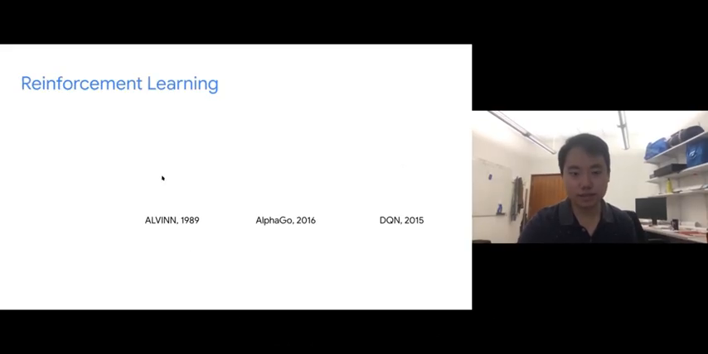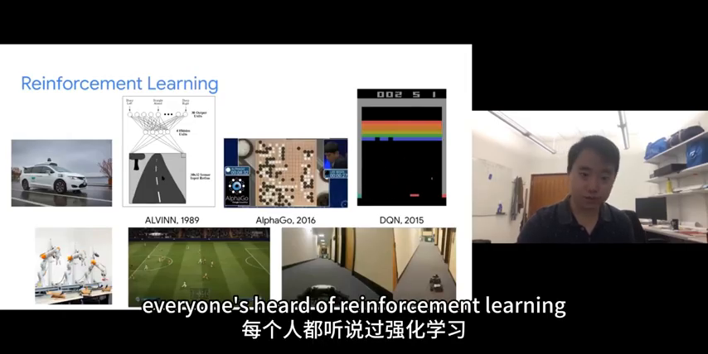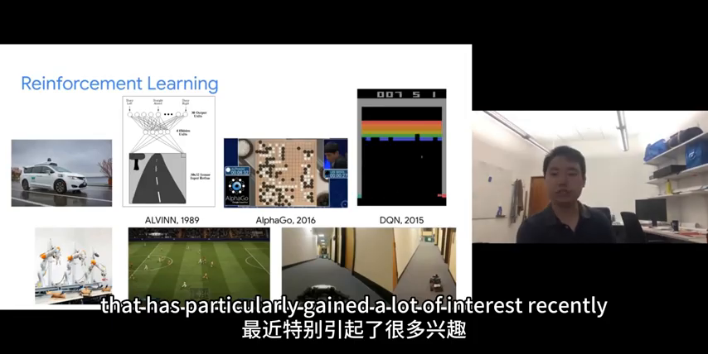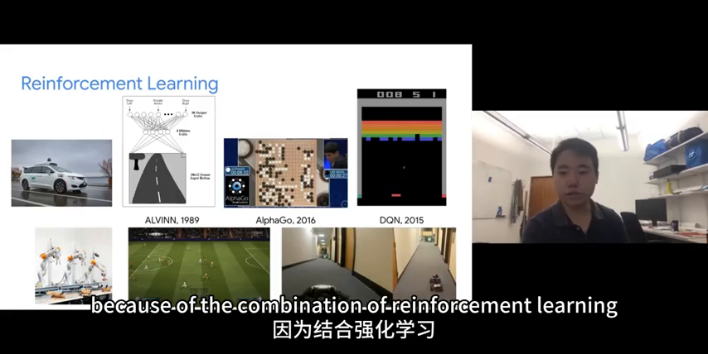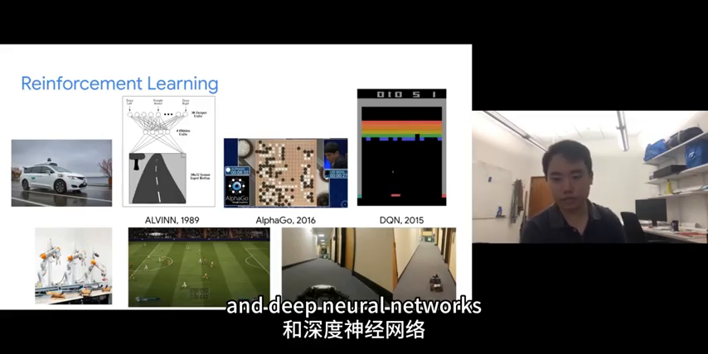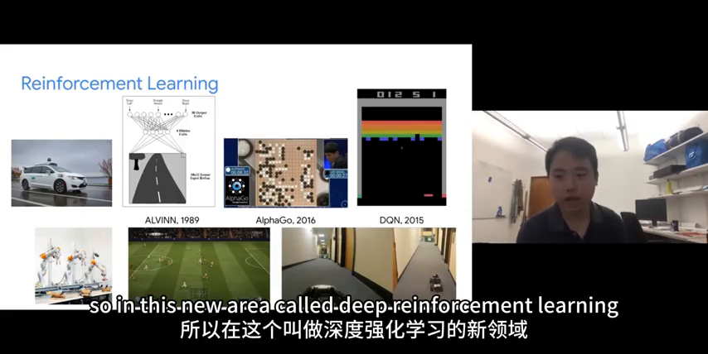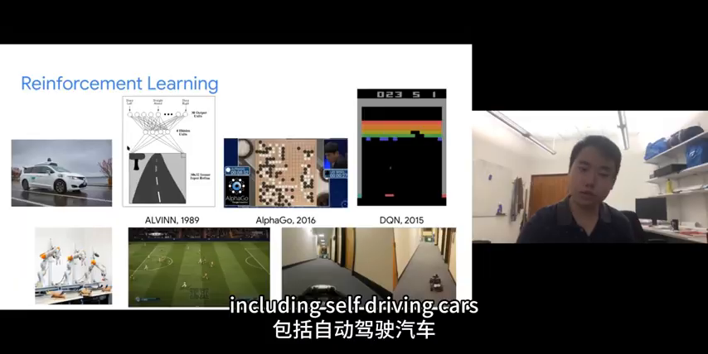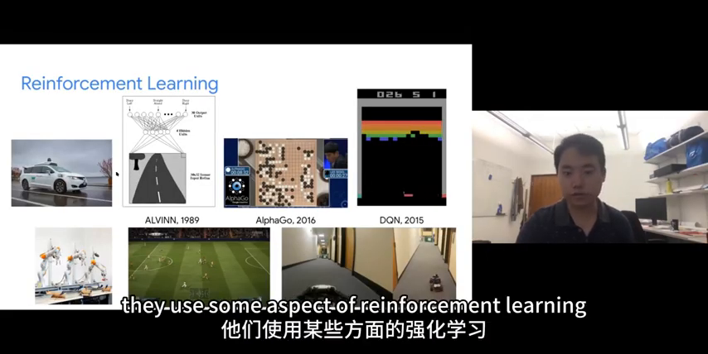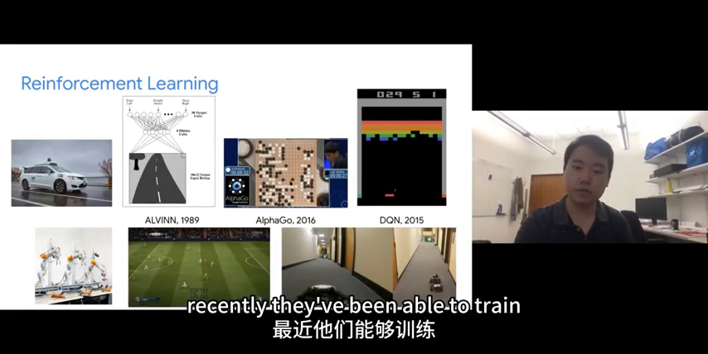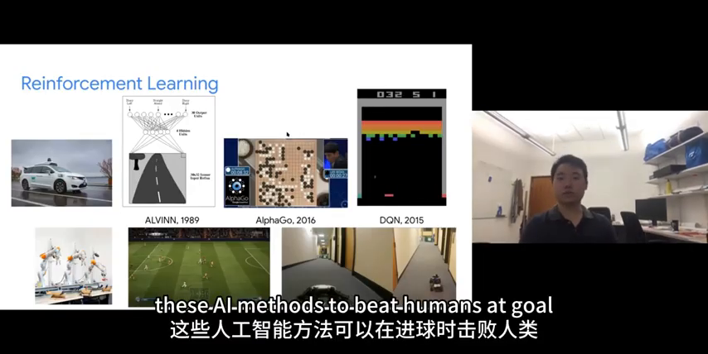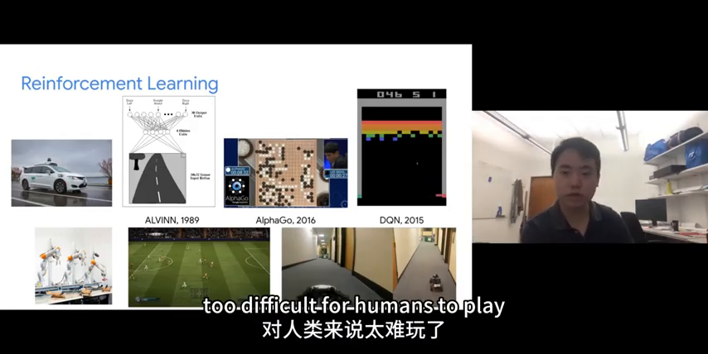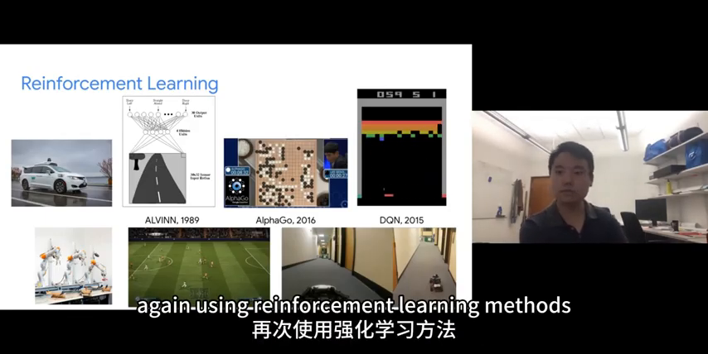So I'm pretty sure everyone's heard of reinforcement learning. It's a research area that has particularly gained a lot of interest recently because of the combination of reinforcement learning and deep neural networks, in this new area called deep reinforcement learning. It has seen many successful applications in the real world, including self-driving cars, which use some aspect of reinforcement learning. Recently, AI methods have been trained to beat humans at Go, a game long thought too difficult for machines to play, again using reinforcement learning methods.